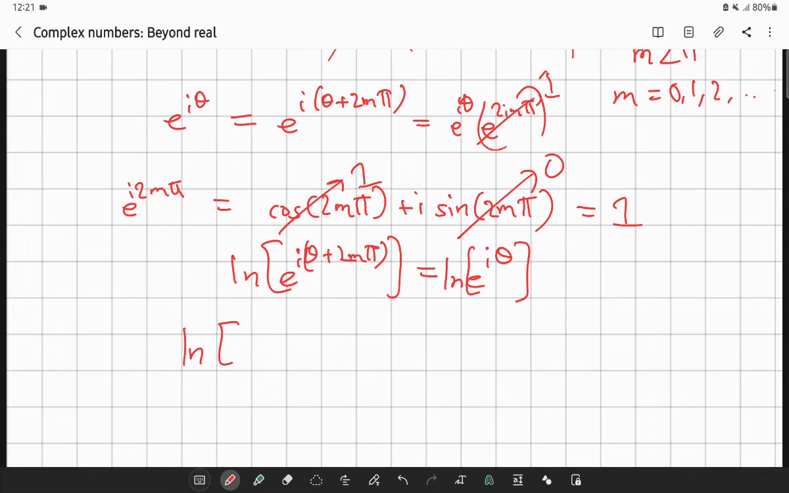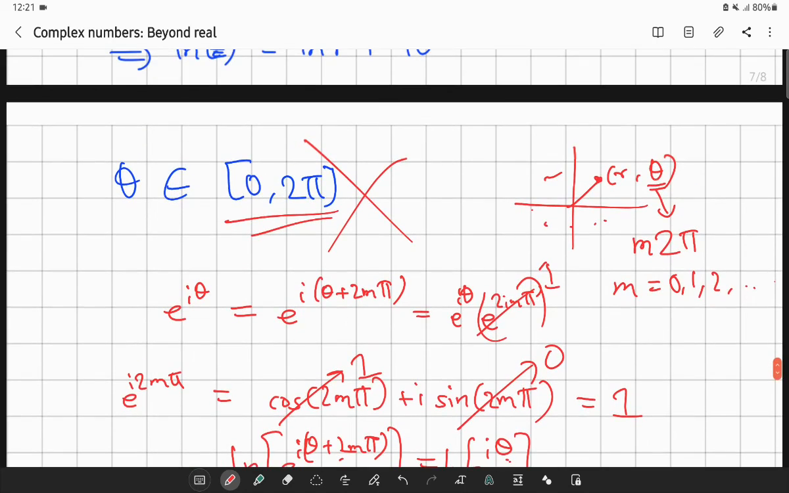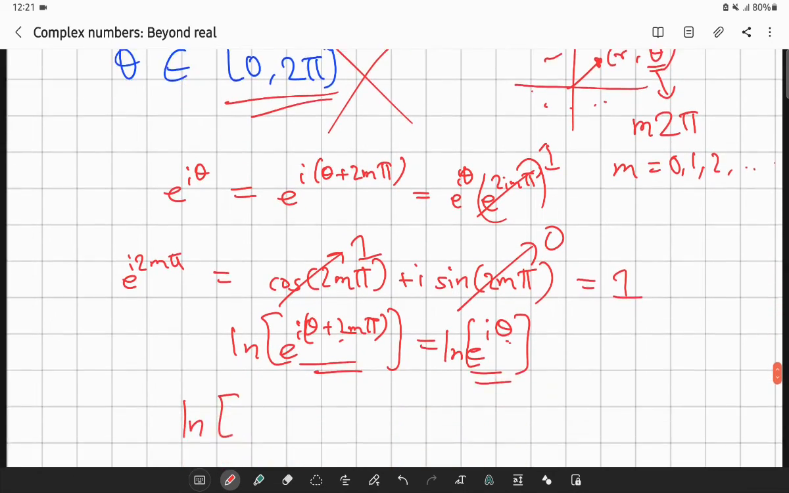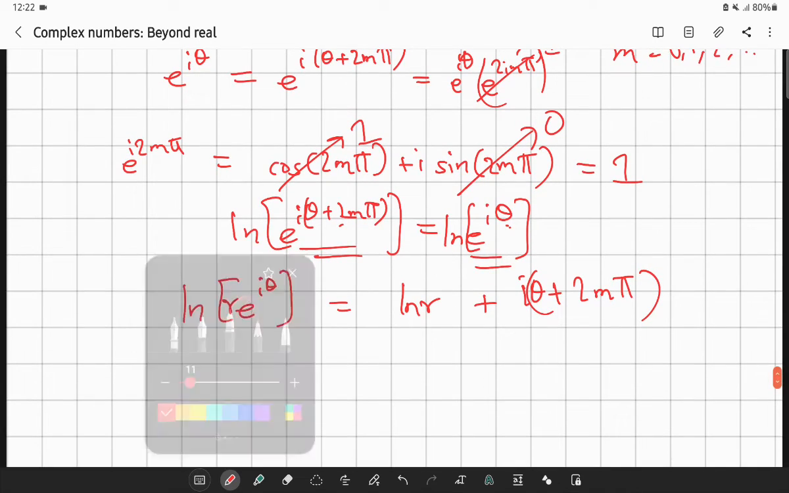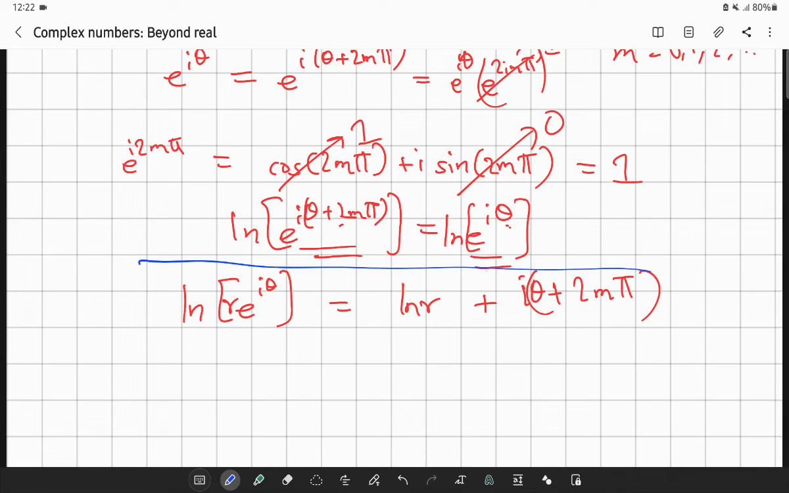Since e raised to i theta equals e raised to i(theta plus 2m pi), if you add 2m pi to theta, you get the same vector, basically the same complex number. So if I have ln of r e raised to i theta, I cannot just say it's ln r plus i theta. You should consider the general case, so I should add 2m pi. This is the general formula for the ln, the natural logarithm, of a complex number.